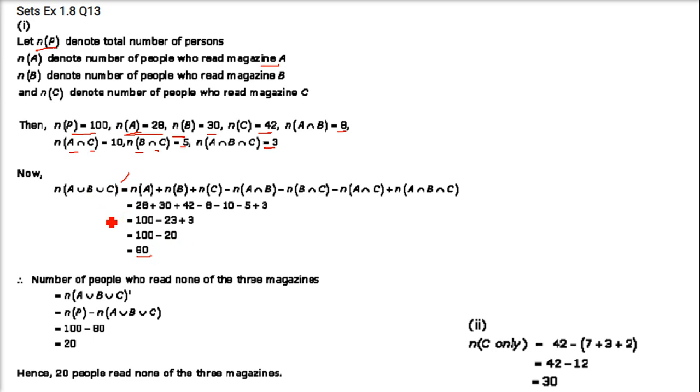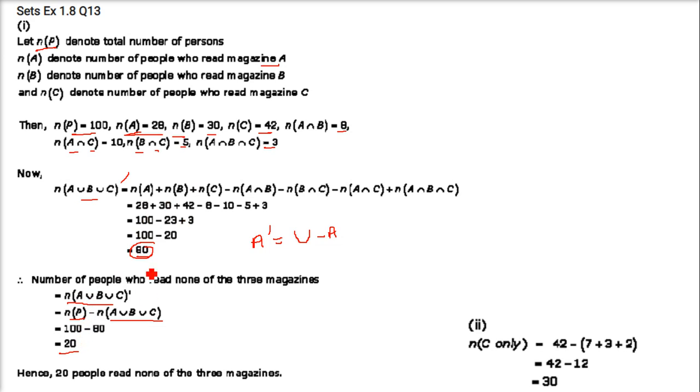But we have to find the complement. That is, this is how many read all the three magazines. But we have to find how many read none of these magazines. So we have to take the complement, and we know that if you want to take a complement, say A complement, you have to subtract it from the universal set. So this you have to subtract from the universal set. So 80 has to be subtracted from 100. So 100, that is n(P), minus n(A union B union C). 100 minus 80 is 20. I hope you got this idea.